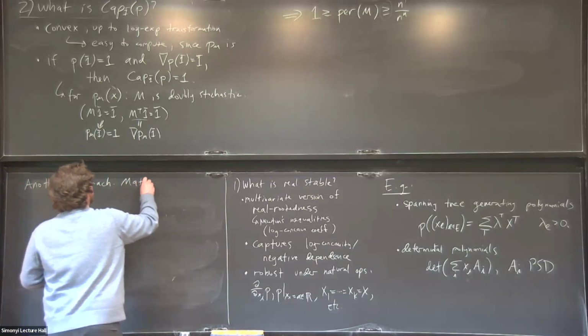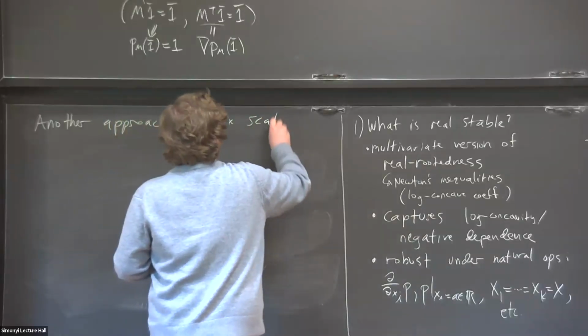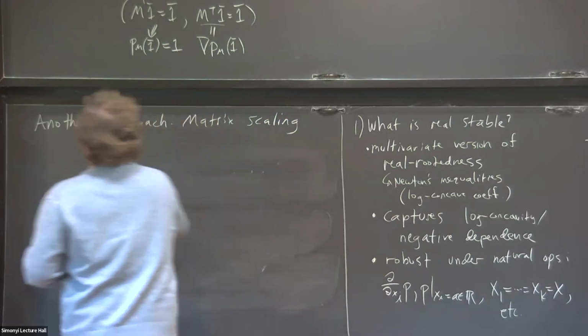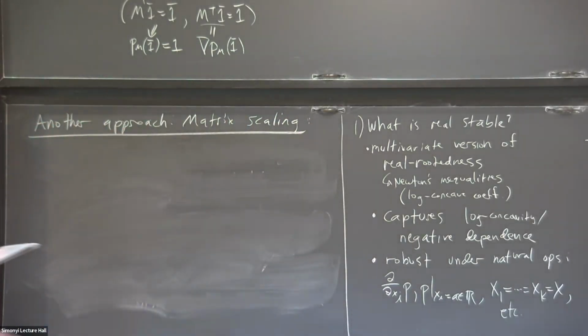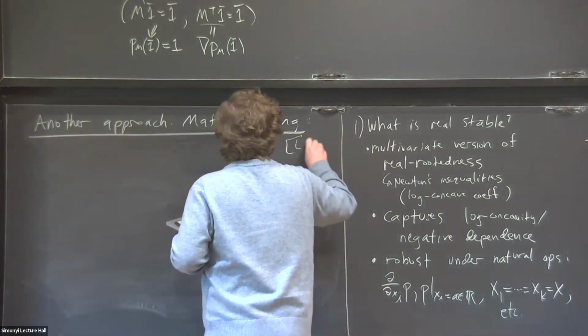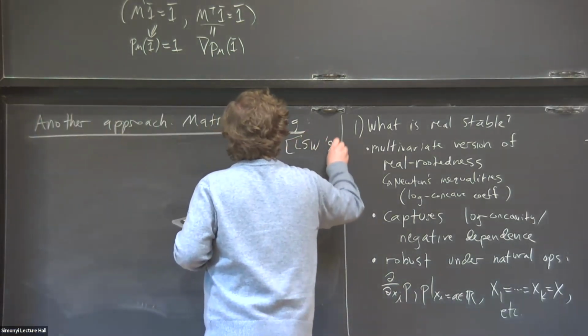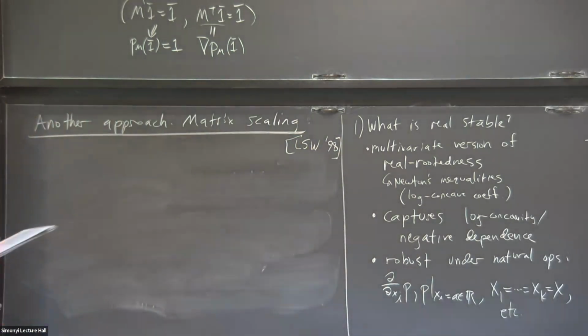So this was actually the original approach to this deterministic approximation, simply exponential approximation algorithm to the permanent. This was Linial, Samorodnitsky, Wigderson in '98. This is before Gurvits.